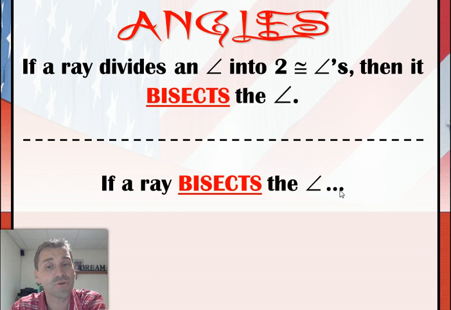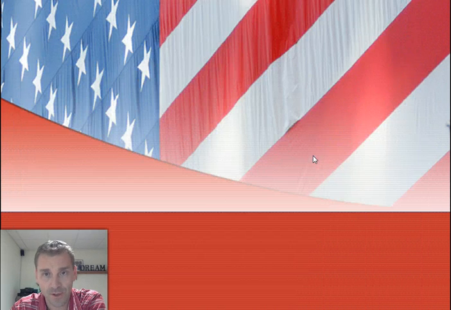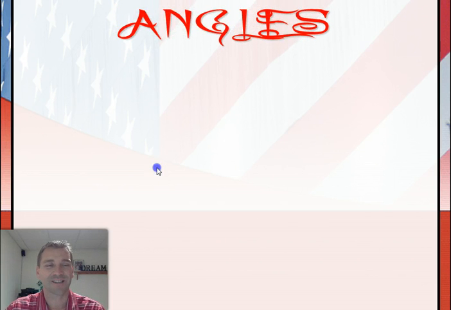But just in case you don't have it, or you don't understand the wording, here's what it should say. If a ray bisects an angle, that should say an angle, by the way, then it divides the angle into 2 congruent angles. There's your wording.